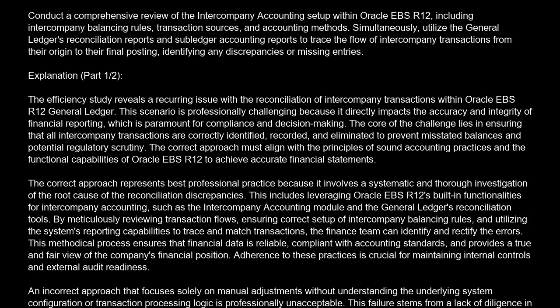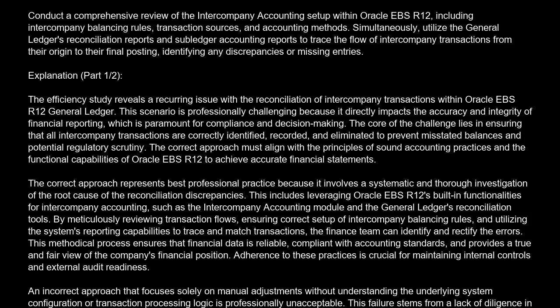Explanation. The efficiency study reveals a recurring issue with the reconciliation of intercompany transactions within Oracle EBS R12 General Ledger. This scenario is professionally challenging because it directly impacts the accuracy and integrity of financial reporting, which is paramount for compliance and decision-making. The core of the challenge lies in ensuring that all intercompany transactions are correctly identified, recorded, and eliminated to prevent misstated balances and potential regulatory scrutiny.